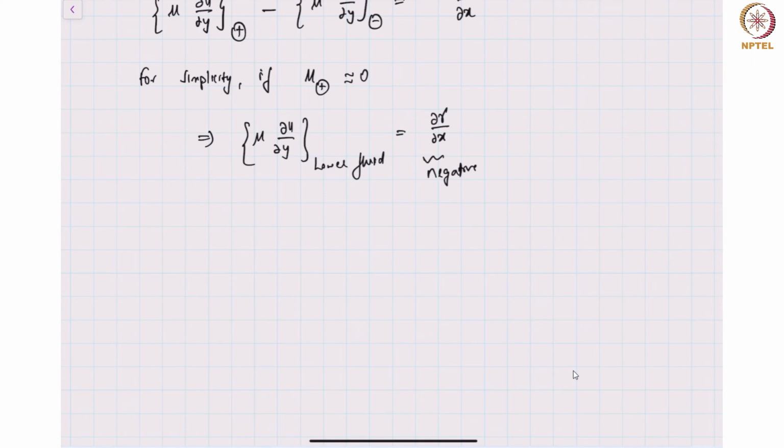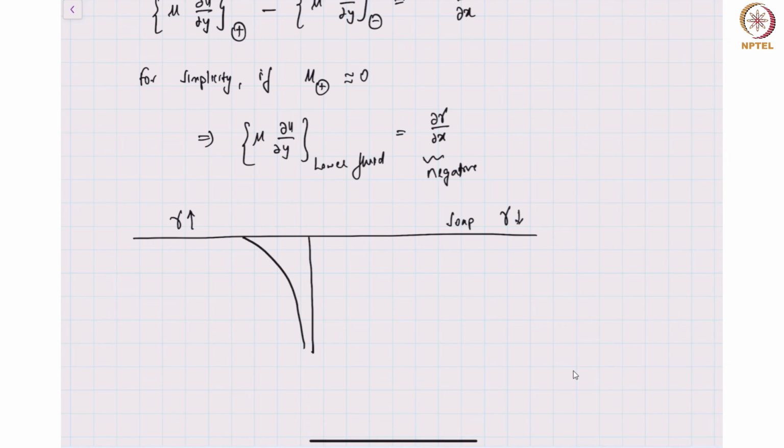Now let's consider the consequence in terms of a flow. If I have a flat interface and I apply some soap here, so gamma is low here and gamma is high here, then del U by del Y that is produced will be negative, because del gamma by del X is negative for this case. And the moment I apply soap, the fluid will be driven in the opposite direction.